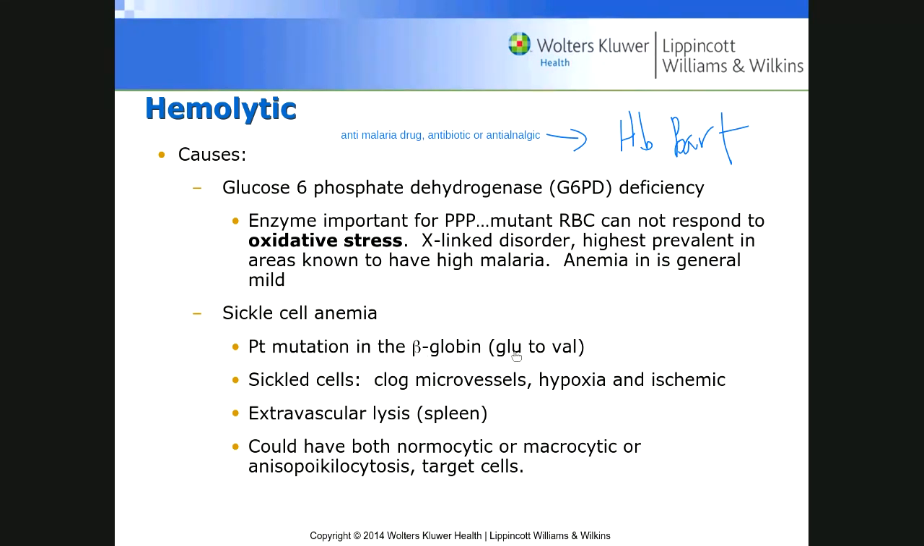It's a single nucleotide change so that the amino acid glutamine is converted to valine. Glutamine is a charged molecule. Valine is a non-charged molecule. We're talking about the side chain here. As a charged molecule, charged meaning that it's polar, it has a polar side chain. This right here is non-polar.